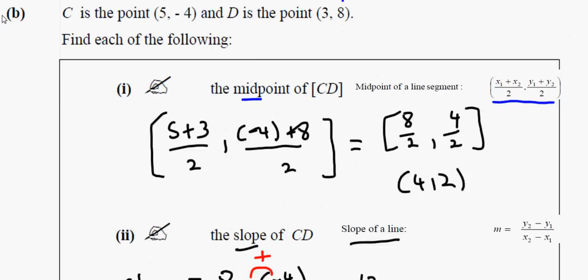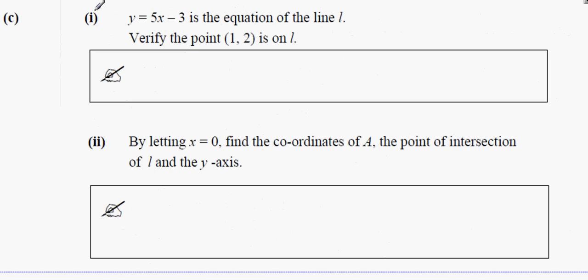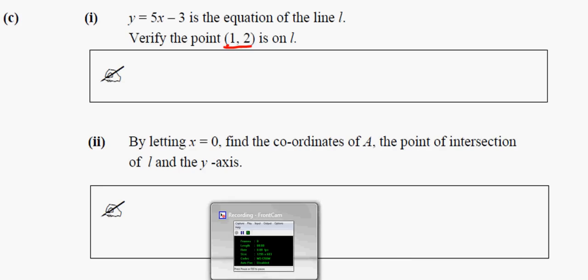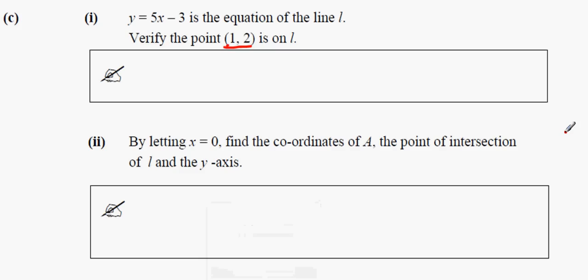Next question is to verify that a point is on the line. When you're asked to verify that a point is on the line, you want to prove that it actually exists on this line. What we need to do is check that the equation balances. This is the equation of the line, and if this point is on the line, the x value is 1 and the y value is 2.